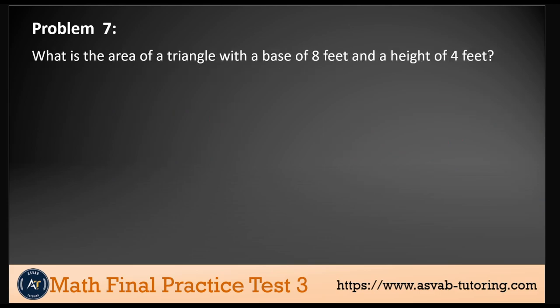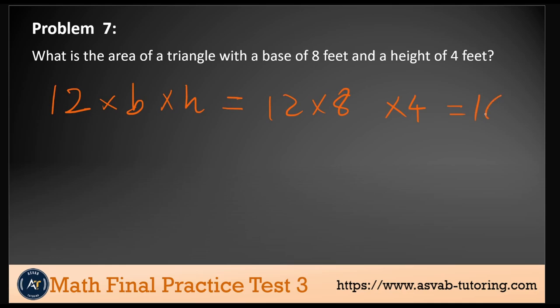Problem 7. What is the area of a triangle with a base of 8 feet and a height of 4 feet? Well, that shouldn't be too hard to figure out. We've got 1/2 times b times h. So why do we have 1/2 here? Anyways, that equals 1/2 times 8 times 4, which equals 16 feet squared. Okay. All right, let's move on to the next one.